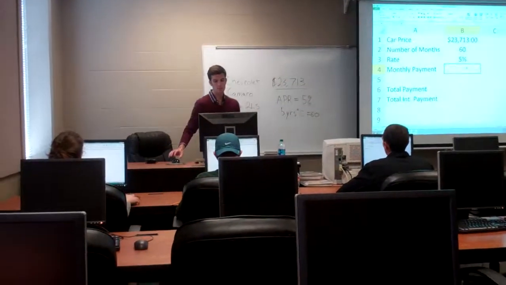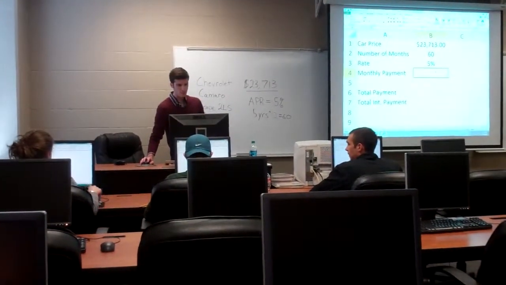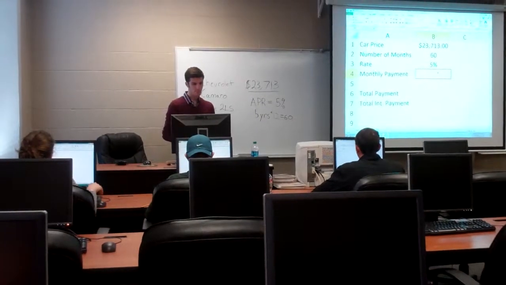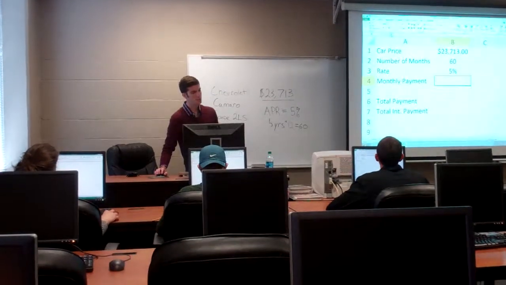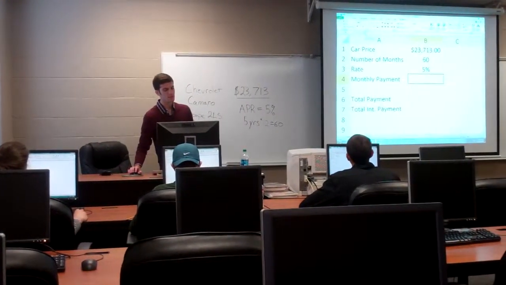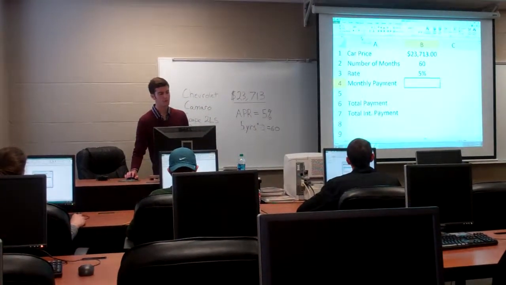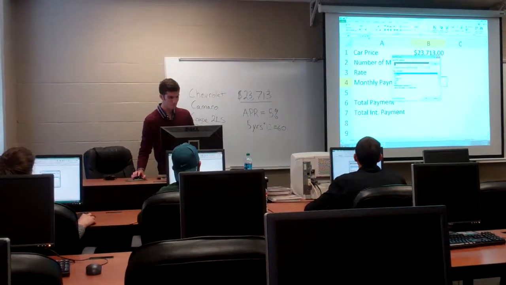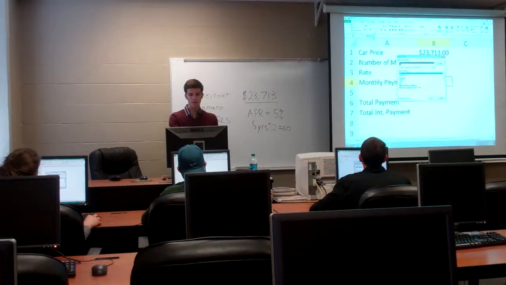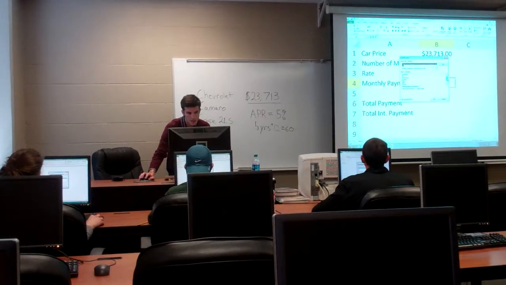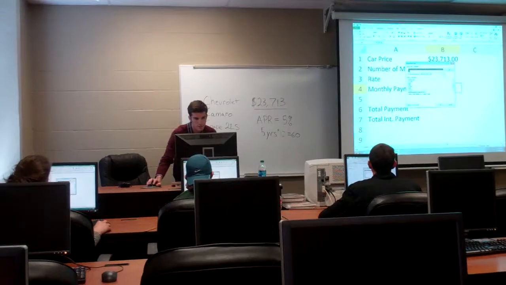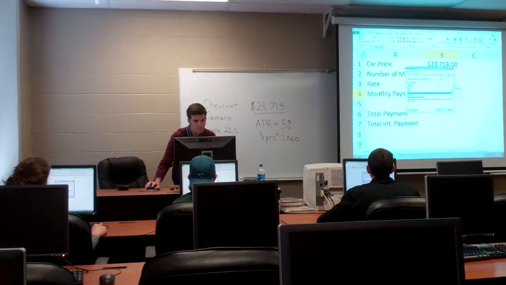So to figure this, make cell B4 the active cell by clicking it. You want to go up to this FX. This is an insert function button, so go ahead and click on that. And it'll give you this box. Now, in the scroll down bar here, go down until you see PMT. PMT is a payment function.